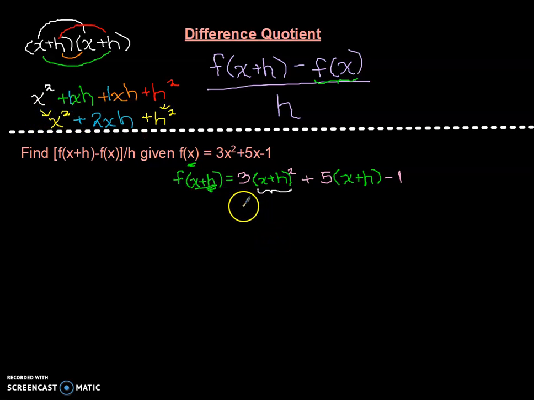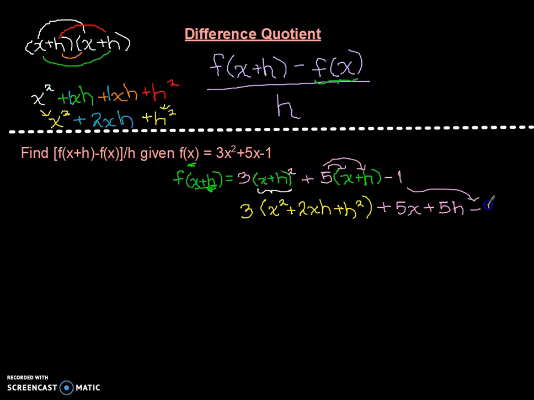So we're going to bring down the 3 and replace this (x plus h) squared with x squared plus 2xh plus h squared. You leave it in parentheses because you haven't technically distributed the 3 in front of it yet. But you can start by distributing the 5 since there's nothing else to be done for that second term. So that would give me 5x plus 5h, and then minus 1 comes right down as well.